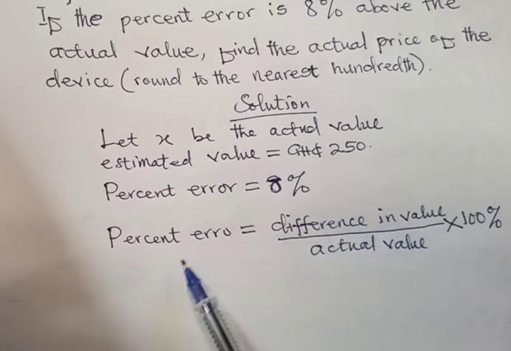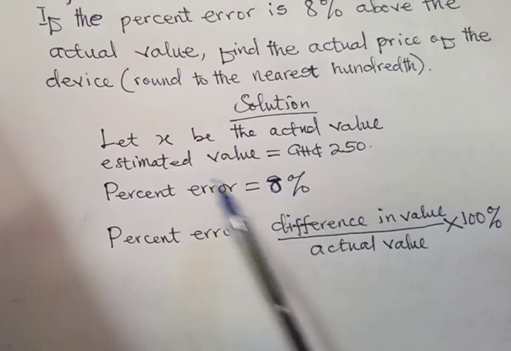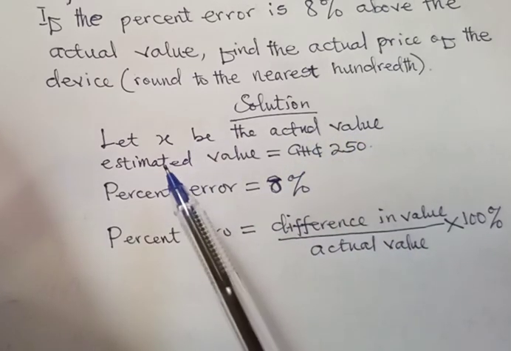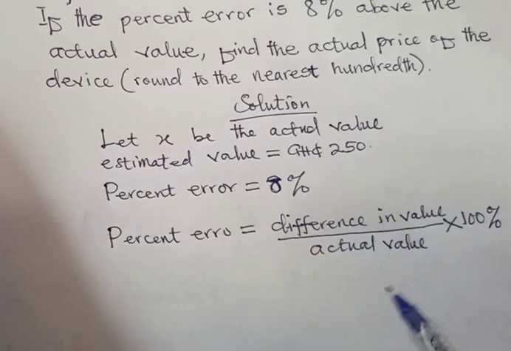How do we find difference in value? It's just a matter of subtracting the actual value from the estimated value. That's how we find the difference of the actual and the estimated value. Have you gotten that? Great. And divide by the actual value.